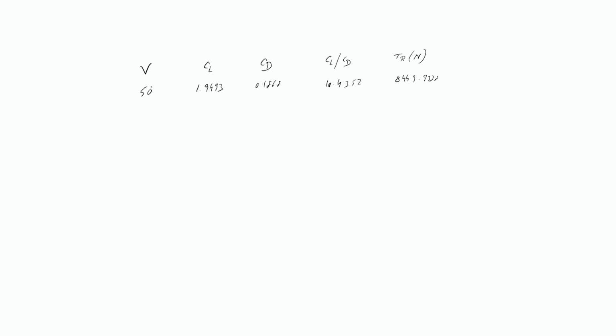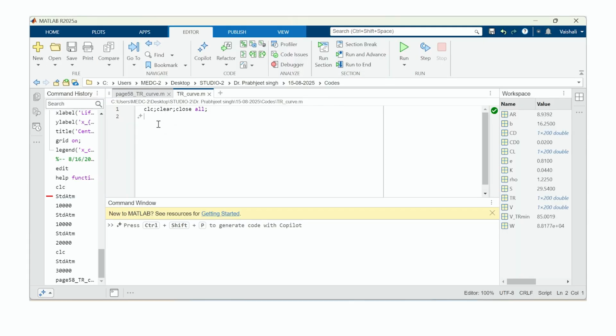Alright, so similarly we can select other velocities, and you can easily plot between velocity and thrust required. So this becomes quite tedious if we do it manually again and again. So let us use MATLAB for this. Okay, so now let us quickly switch to MATLAB. This is the MATLAB window as I have explained multiple times. So let me begin the code from here.